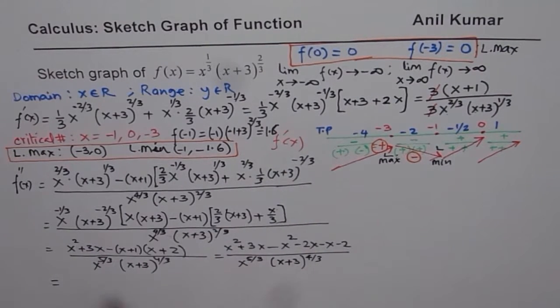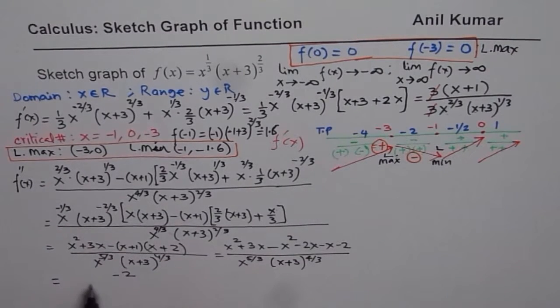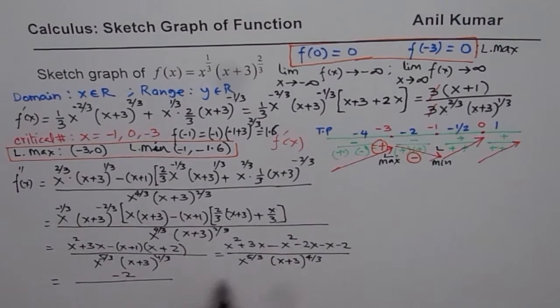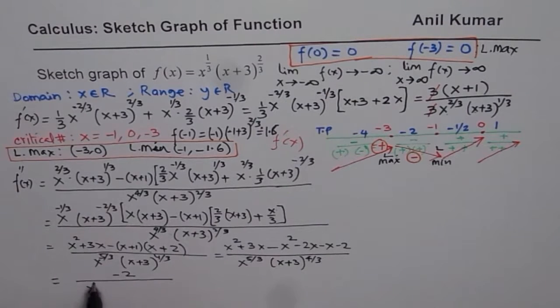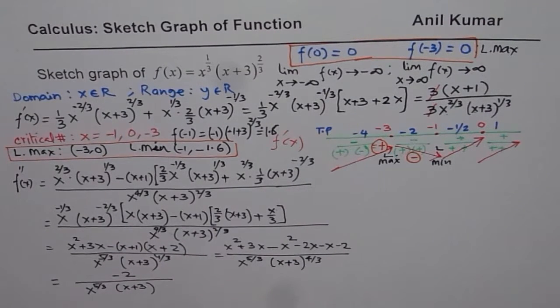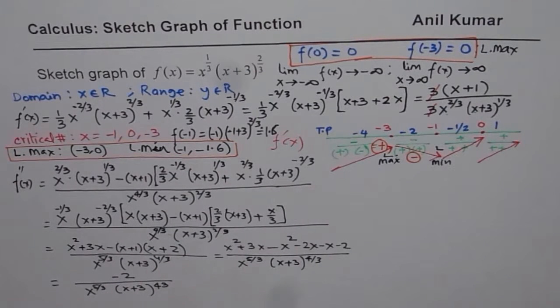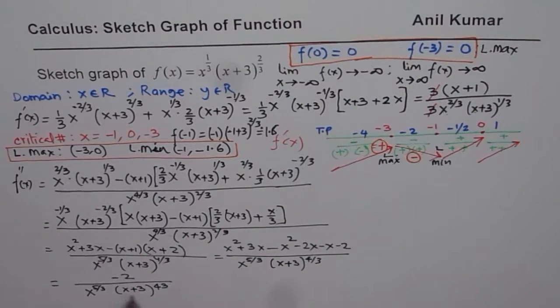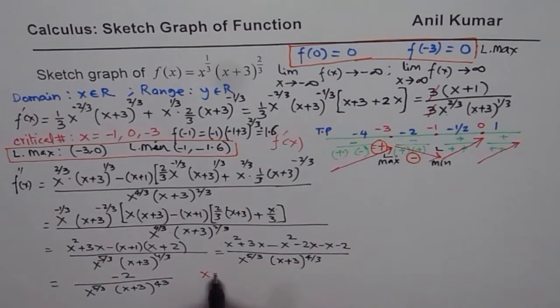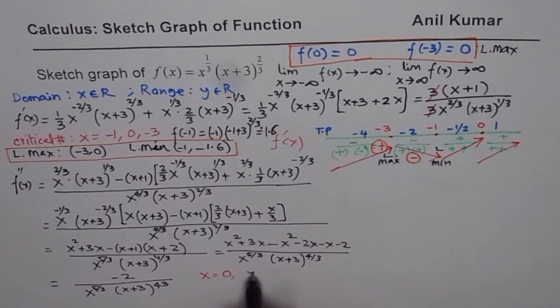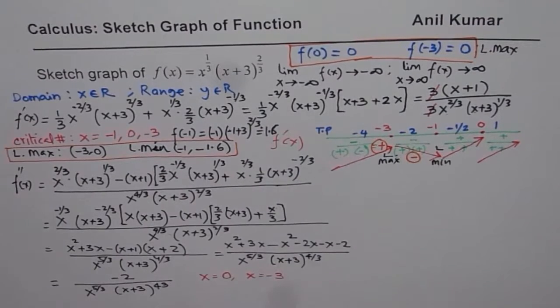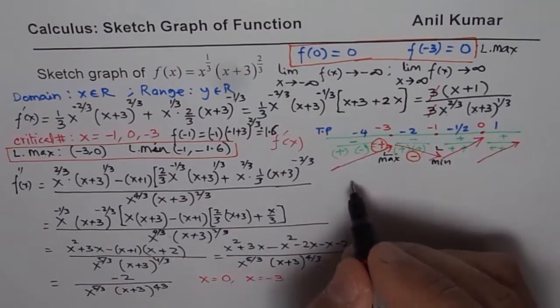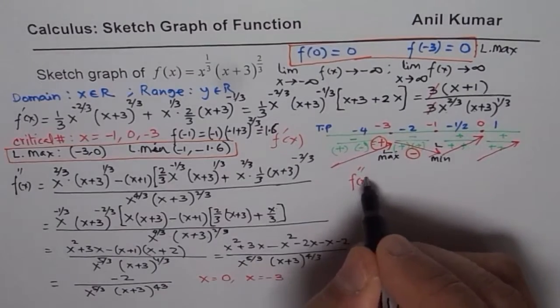You are left with -2 in the numerator divided by x^(5/3) times (x+3)^(4/3). Now from here you can easily see that there are two critical points. One is at x equals 0, the other one is at x equals -3.